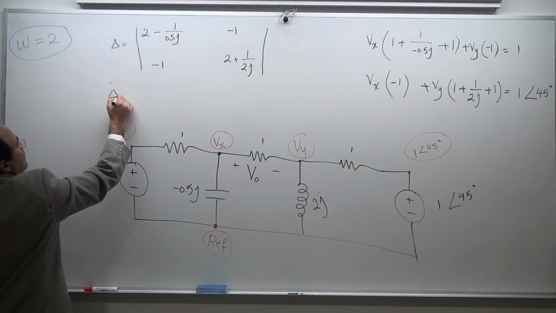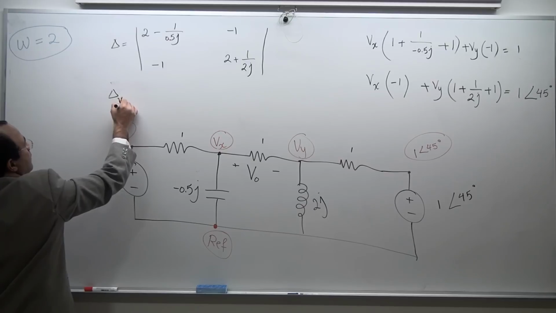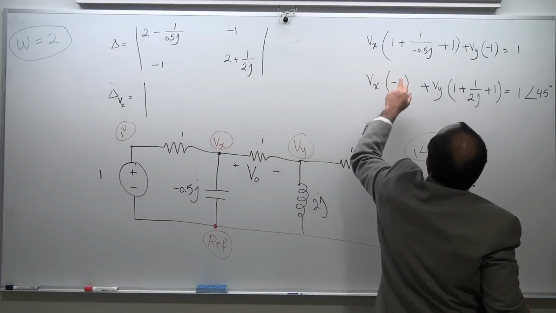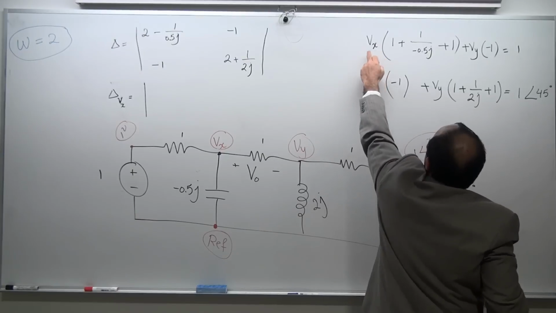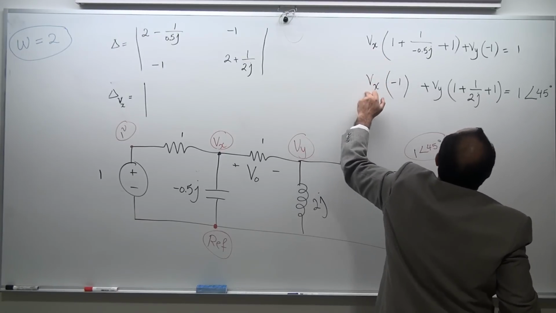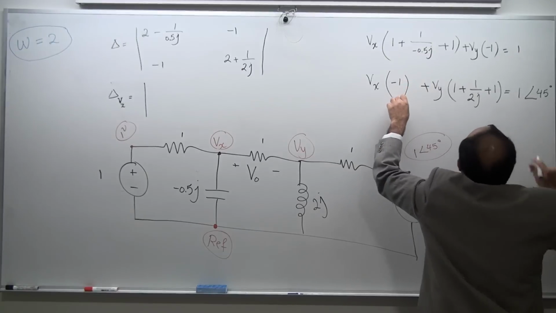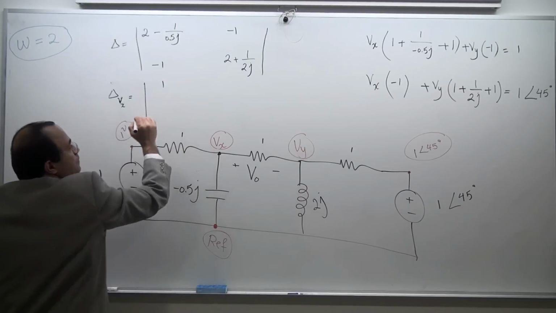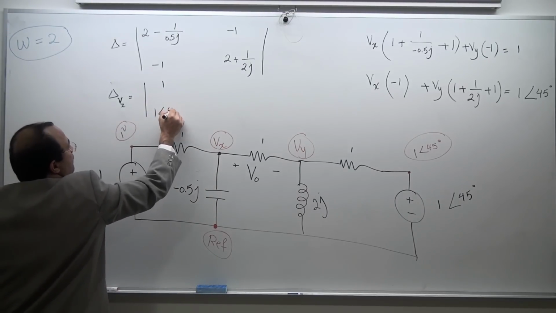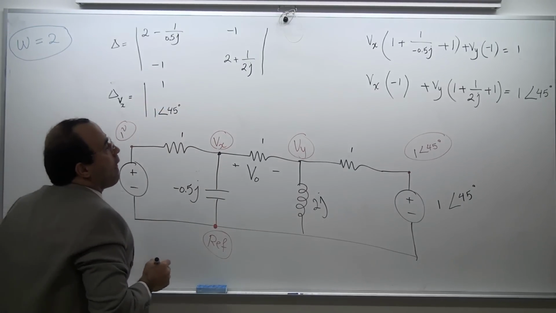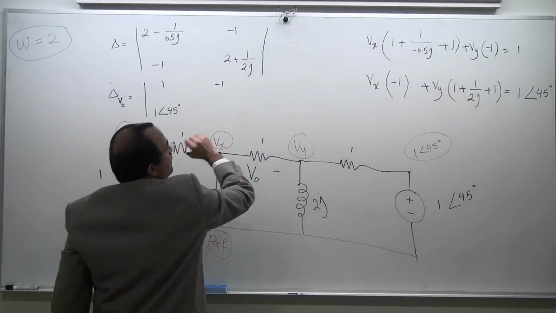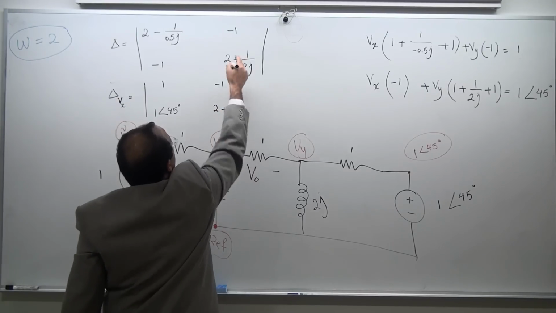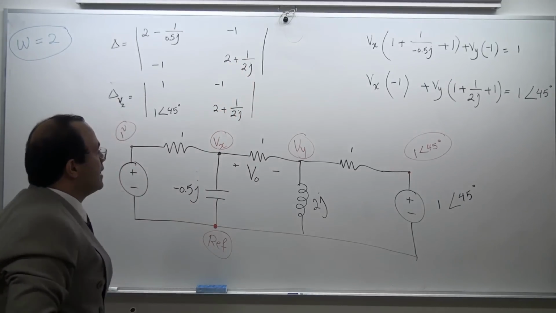Delta Vx, how much is that? You remember that this column is the column of terms corresponding to Vx. I need to remove these components and replace them with the right-hand side. So that's going to be 1 angle 45 degrees. This is going to be minus 1, and it's going to be 2 plus 1 over 2j. I'm looking at the top. That's my delta Vx.